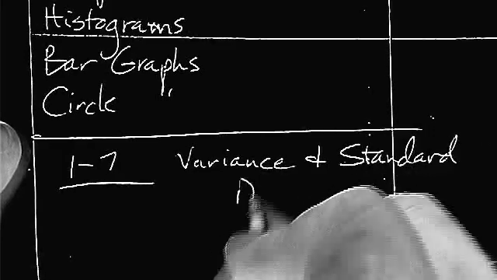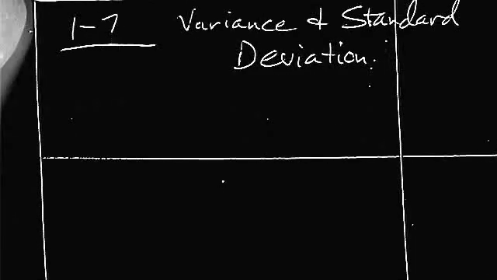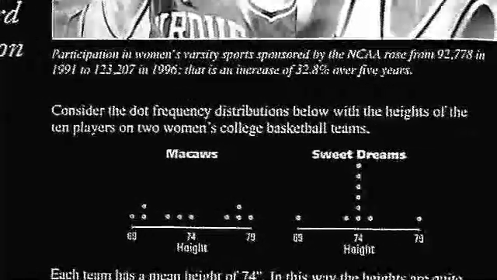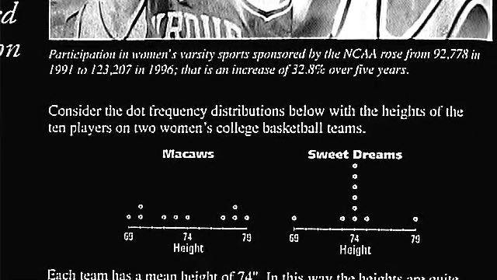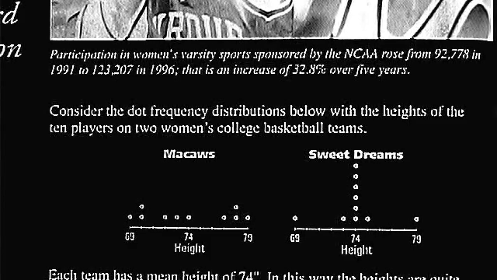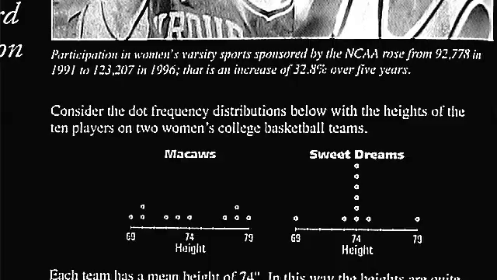We know how to measure the center of a data set, but we really need to understand how to measure the spread of a data set. So, for instance, they show you in the book here 2 different basketball teams, and they've got all the girls' heights listed there. Both of them have the same range, 69 to 79, so they have a range of 10. And each of these teams has an average height of 74 inches.